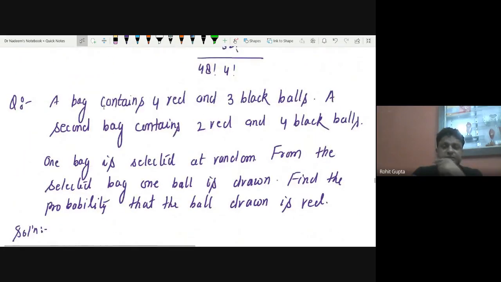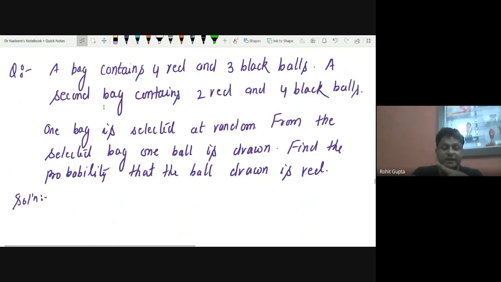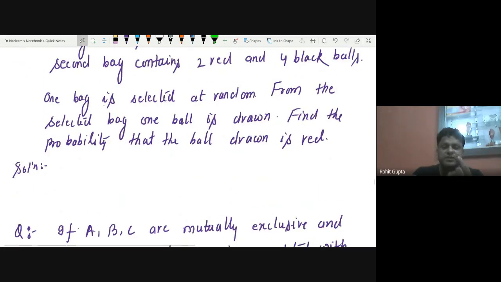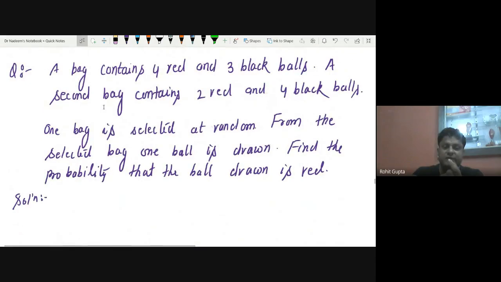And the next question is quite an interesting question. A bag contains 4 red and 3 black balls. Here, 7 balls are there. A second bag contains 2 red and 4 black balls. One bag is selected at random. From the selected bag, one ball is drawn. Find the probability that the ball drawn is red. Okay, so the main thing is that first you need to select a bag. So how many ways can you select this bag?